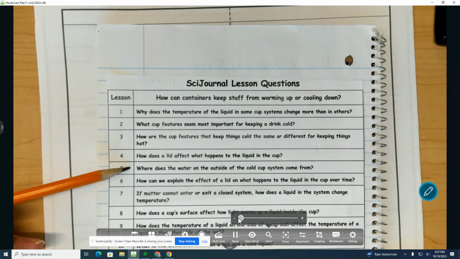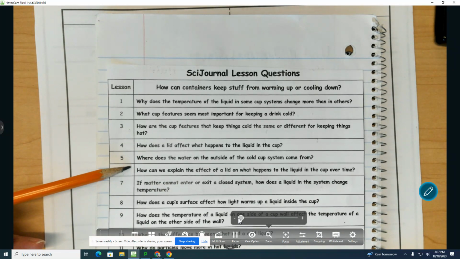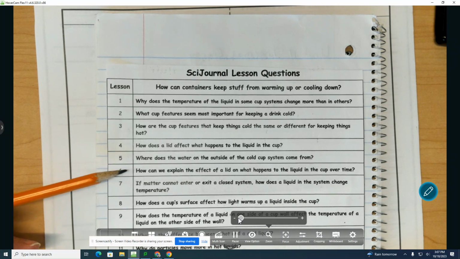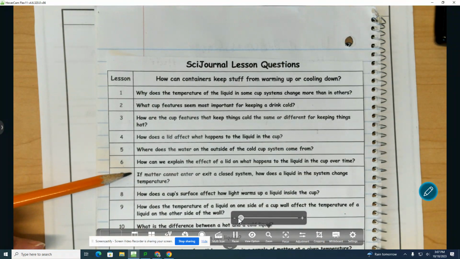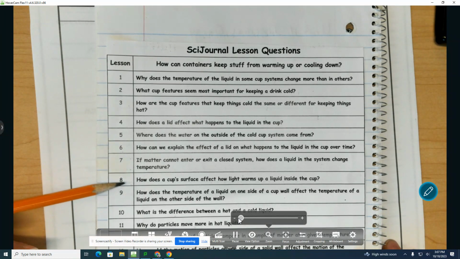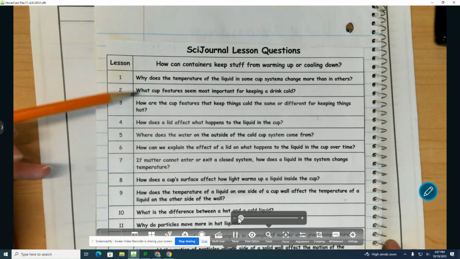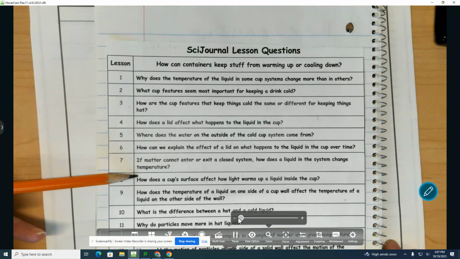Where does the water on the outside of the cold cup system come from? How can we explain the effect of a lid on what happens to the liquid in the cup over time? If matter cannot enter or exit a closed system, how does a liquid in the system change temperature? How does the cup's surface affect how light warms up a liquid inside the cup? That is where we are right now. So we have answered all of these investigative questions so far.